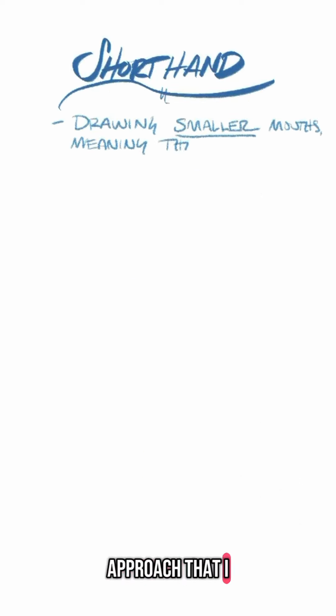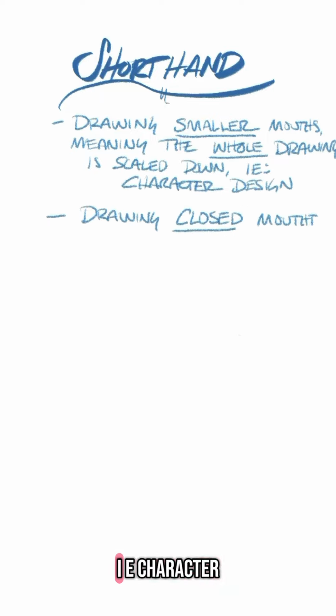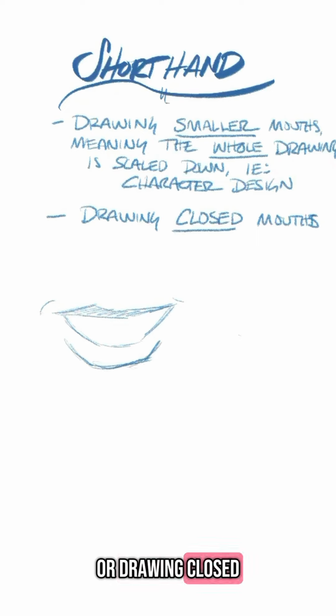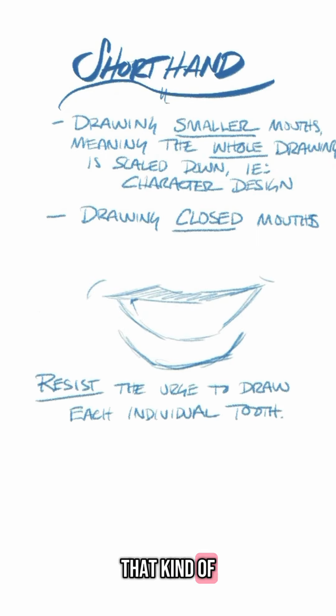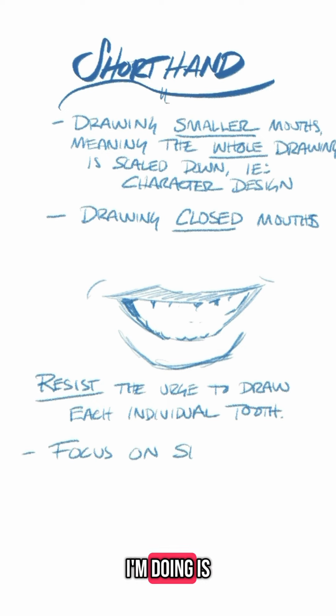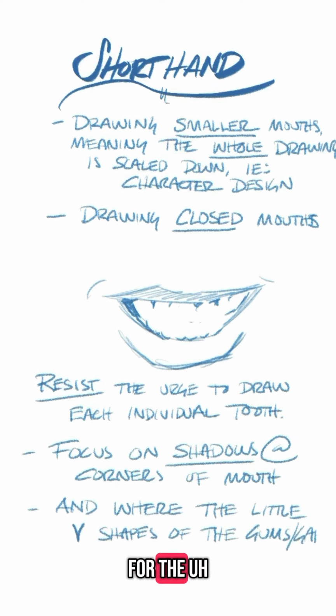There's a shorthand approach that I could apply to this too. This is better suited to smaller scale drawings, i.e. character designs, or drawing closed mouths specifically. So I've drawn this closed mouth here. You can see that kind of crescent shape for the teeth. And then what I'm doing is just layering, putting in some shadow and some little V shapes for the bits of gum showing between the teeth.